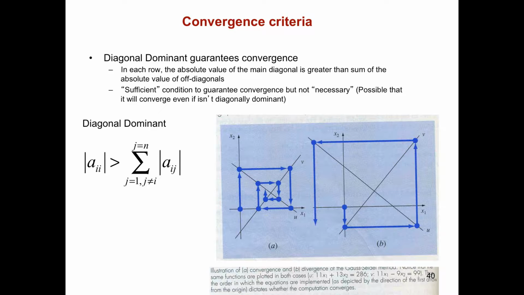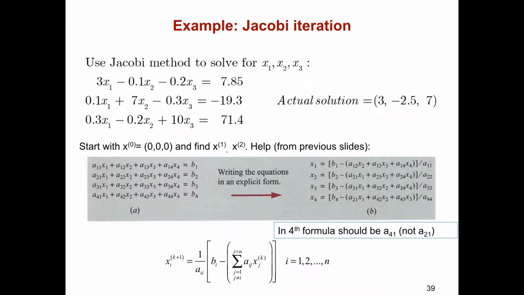So if I go back to that example that we did by hand last time, is this matrix here of coefficients diagonally dominant? Yes. So I have 3. 3 is larger than 0.1 plus 0.2. Much larger. Great. 7 is larger than 0.1 plus 0.3. And 10 is larger than 0.3 plus 0.2. So this one should be.